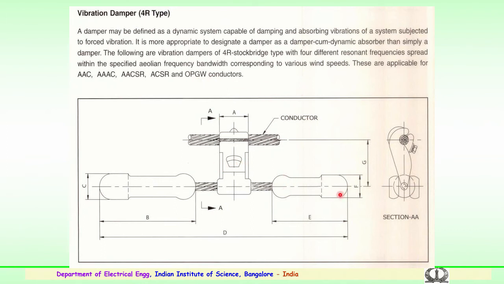So, the dampers will be able to oscillate. These are the 2 types of metal sections. The conductor is fixed here. So, each conductor will be connected to the vibration damper to see that the vibrations are damped out.